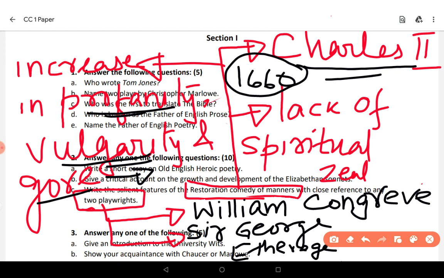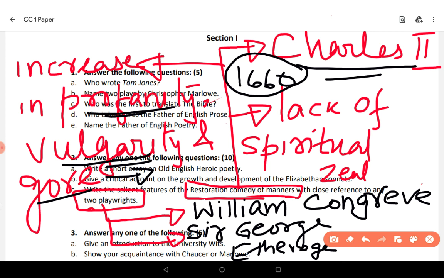Earlier, violent scenes were not shown directly. For example, you read in Oedipus that Oedipus's mother hangs herself, and Oedipus takes the pin and gouges out his eyes. This is a very violent scene, but it was shown off stage. It was not shown on the stage. But during this period, these violent scenes began to be shown on the stage to the audience.